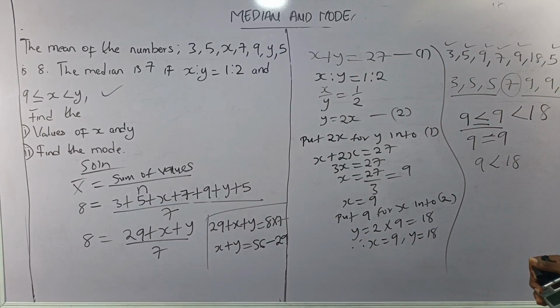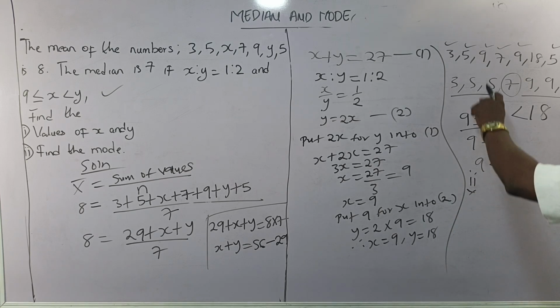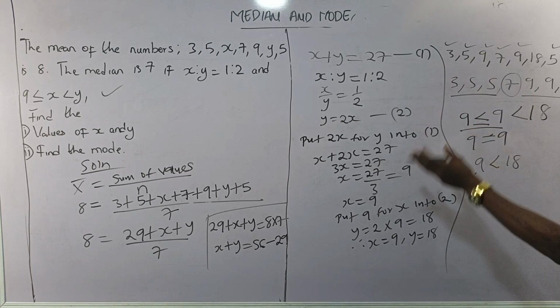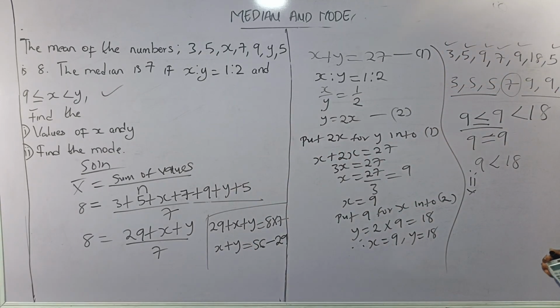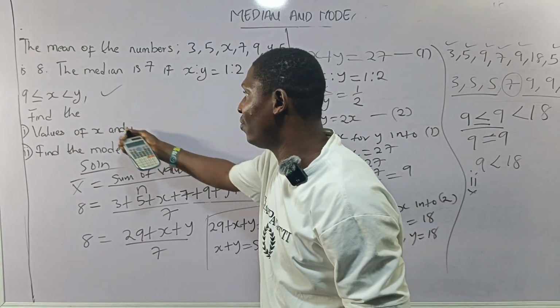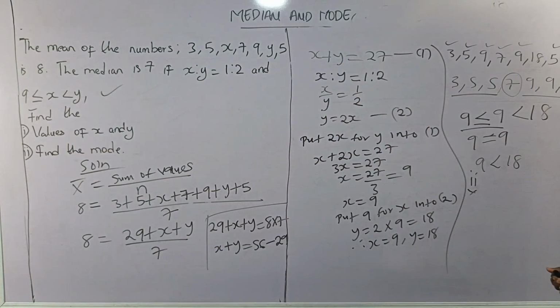Now, the B part, Roman figure 2, says find the mode. All we were doing here was to know if our values for x and y truly satisfy the given condition, because one of the conditions is that the median is 7, and secondly, 9 is less than or equal to x less than y. So we can get our mode.